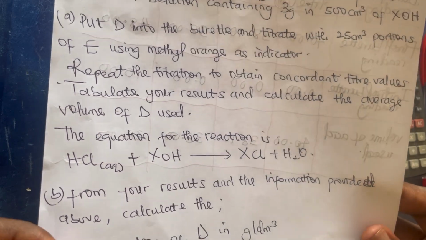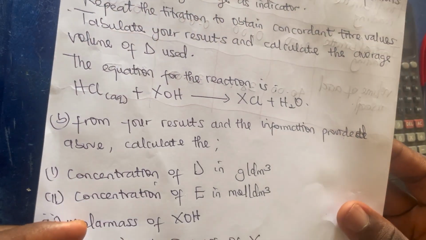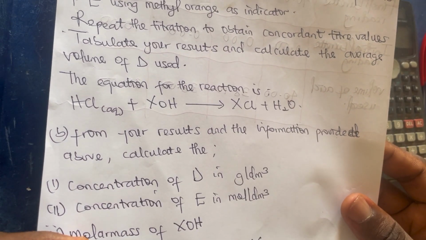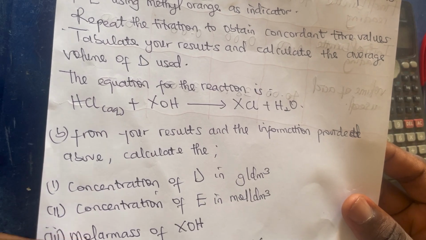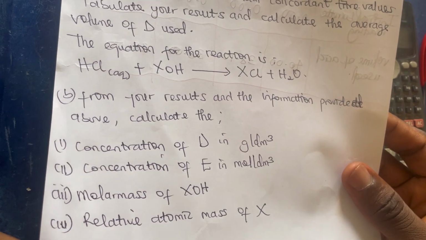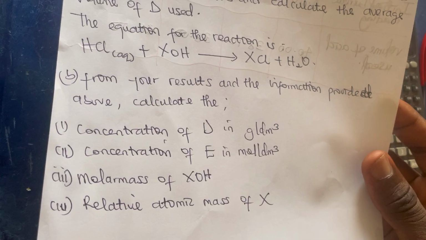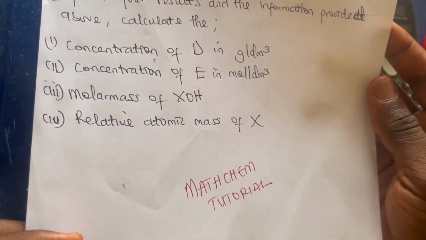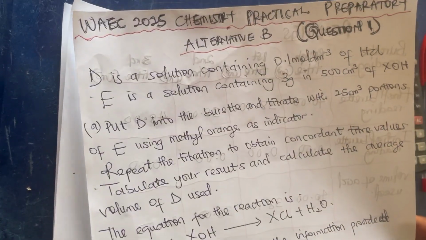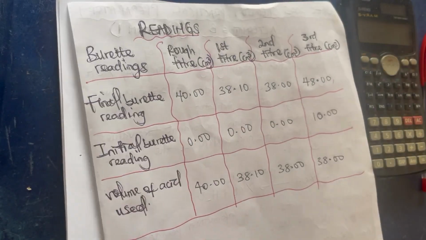The equation of the reaction is what you are given. So from the B, you are now asked to calculate, from your result and the information provided above, the concentration of D in gram per dm cube, the concentration of E in mole per dm cube, the molar mass of XOH, and the relative atomic mass of X. So that's the question.